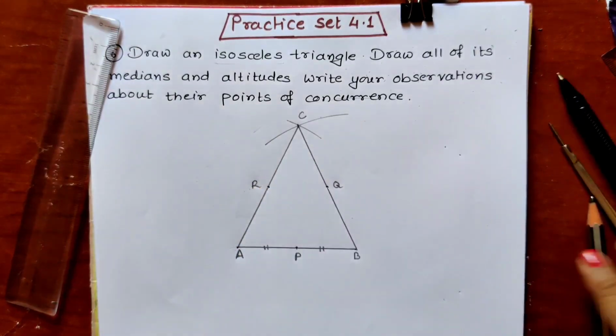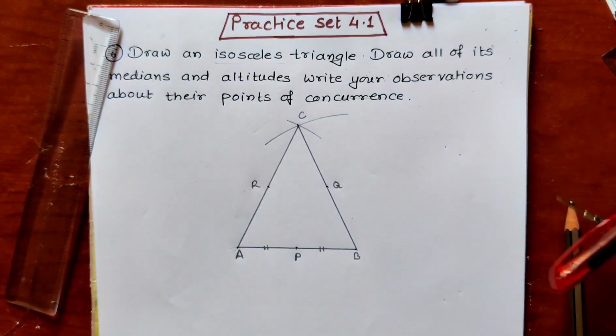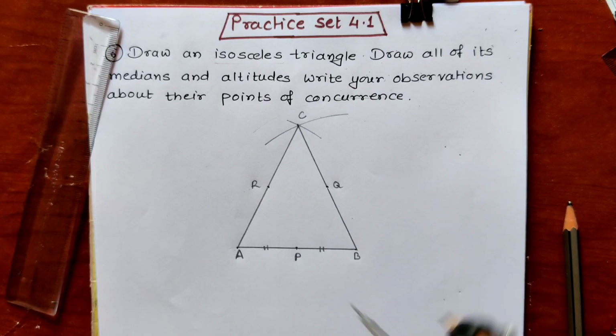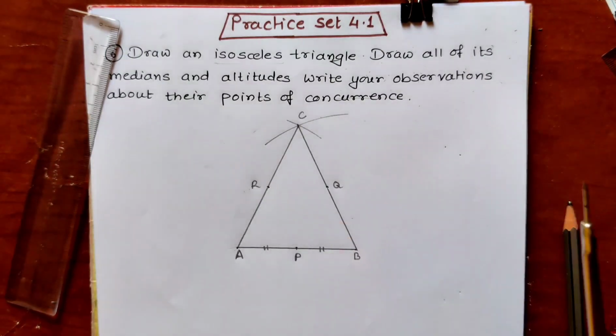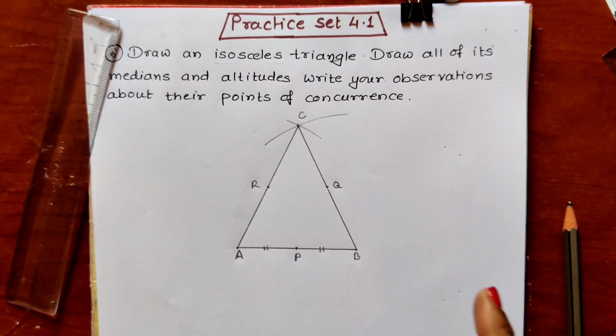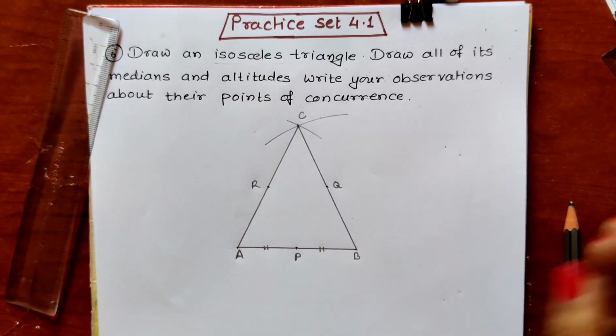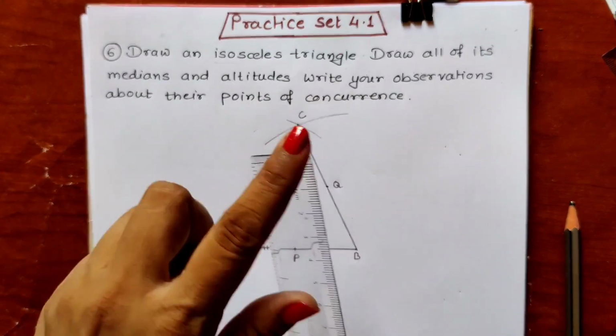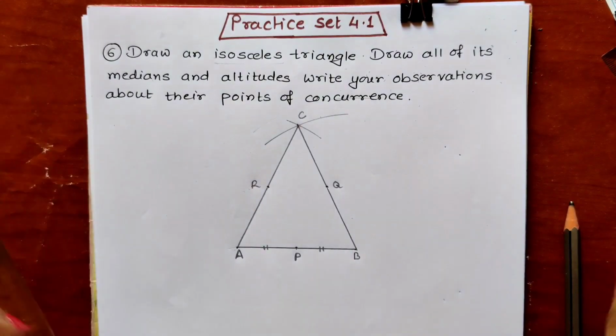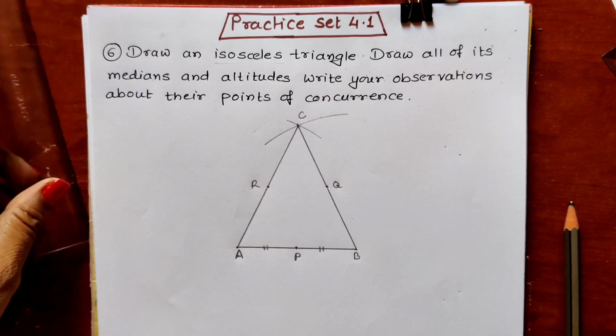If you want, you can use your scale and compass to draw the perpendicular bisectors and fix the midpoints, but the diagram will become very complicated, as we have to draw medians as well as altitudes. That's why I'm using this method of fixing the midpoint by measuring the distance with the help of the scale. So now I'm going to draw the medians.